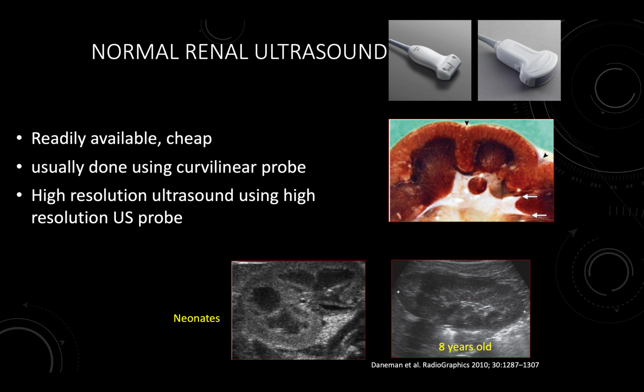So before we proceed, I think it's good for us to discuss what are the main imaging modalities that we use for renal anomaly assessment. And of course, ultrasound is the mainstay. It is the state of the art in pediatric radiology.